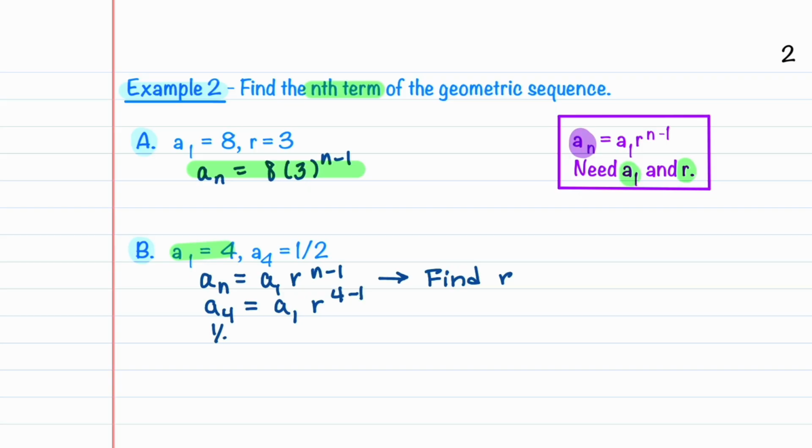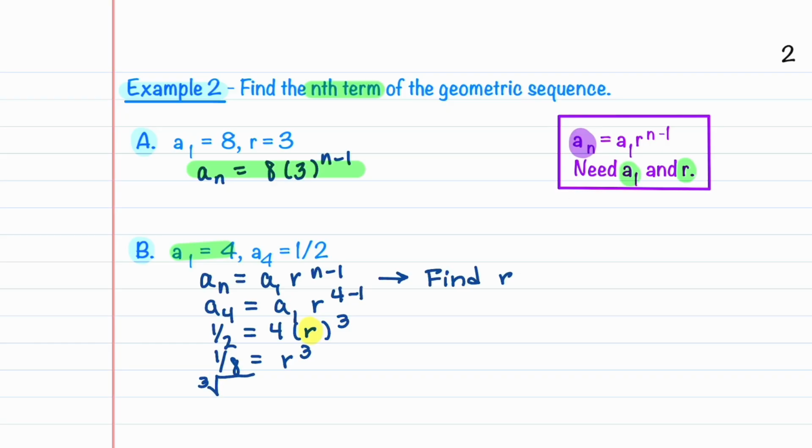A4 is 1/2. A1 is 4. R is what we need to find, and then 4 minus 1 is just 3. Now all we have to do is solve for R. Let's go ahead and divide both sides by 4. So we have 1 over 8 is R cubed. Now we need to get R by itself, so let's take the cube root of both sides.